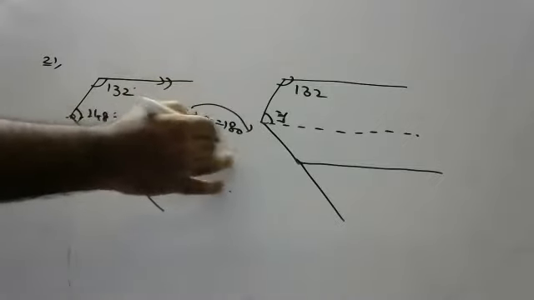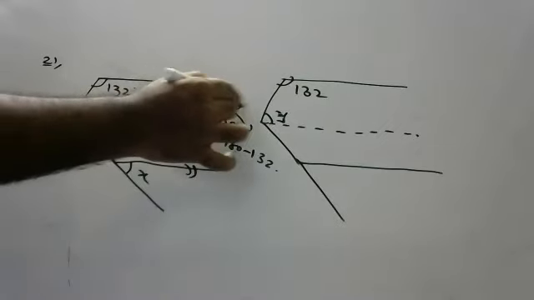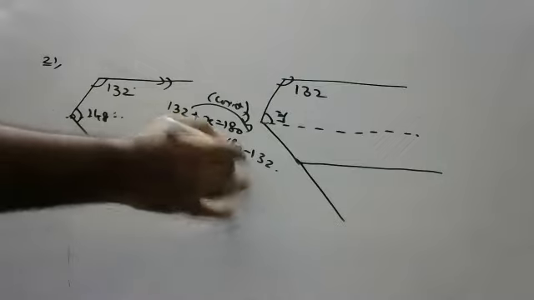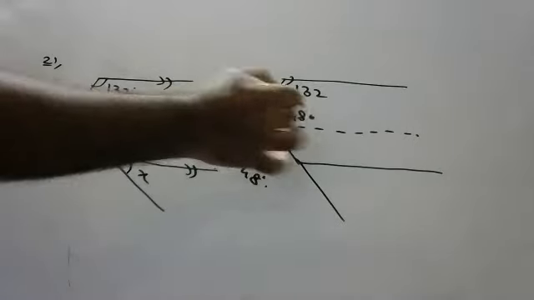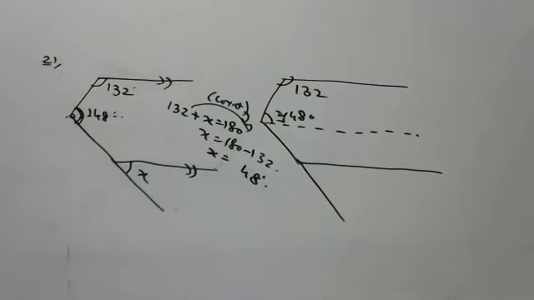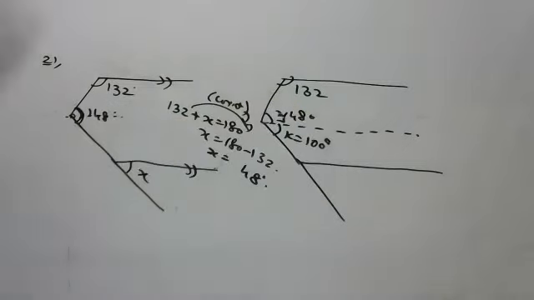So y is equal to 180 minus 132, so y is equal to 48. But children, this total, 148, is given, so this will be 100.